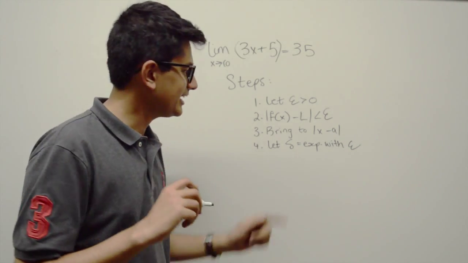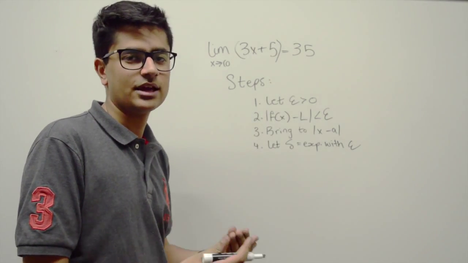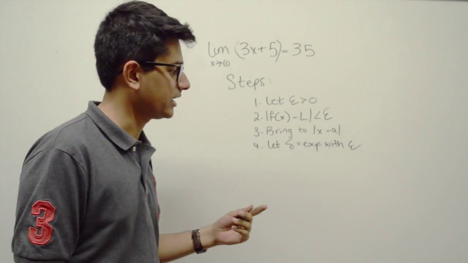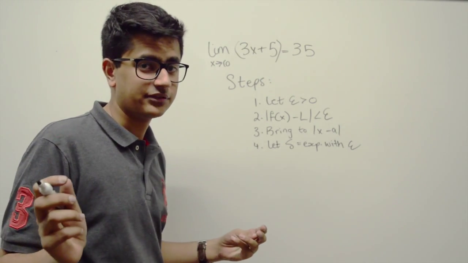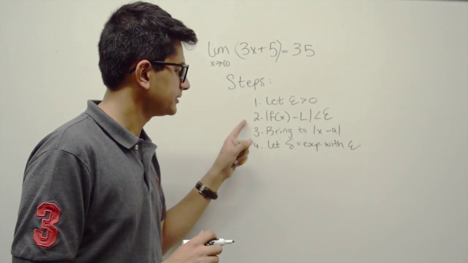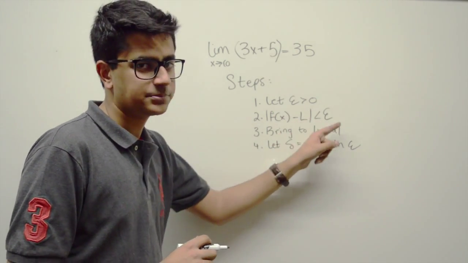So, for this first problem, this is the mechanical step that you can follow. The first part is: let epsilon be greater than 0. If you state this down, you're almost guaranteed a mark because this is something that most students miss out on. Following the definition of the limit, you always have to let epsilon be a number greater than 0. The next part is: let |f(x) - L| be smaller than epsilon.